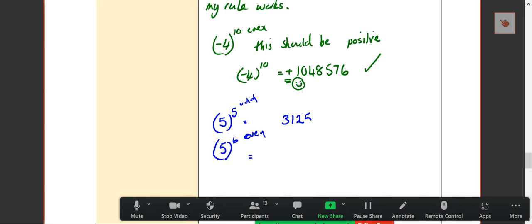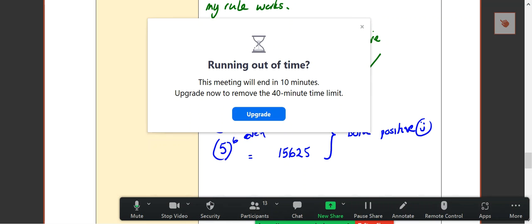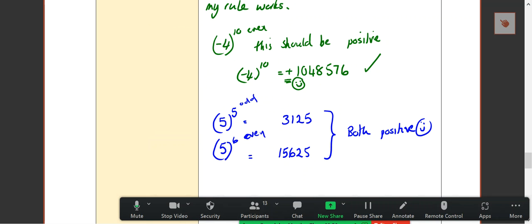3,125. And what's 5 to the power of 6? 625. And we can say that they are both positive. So again, that sticks by my rule. I've only got a bit of time left, but we're getting through it. How does that seem at the moment, guys? Good?